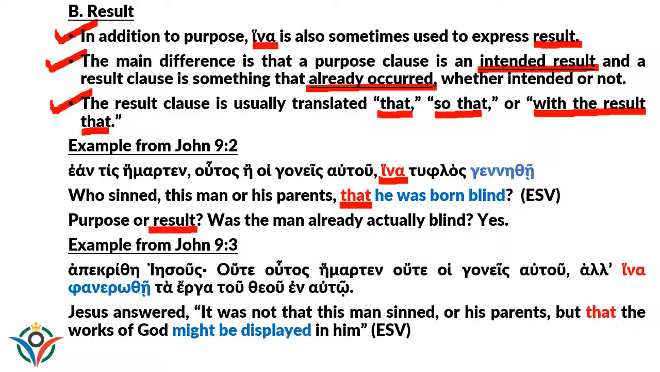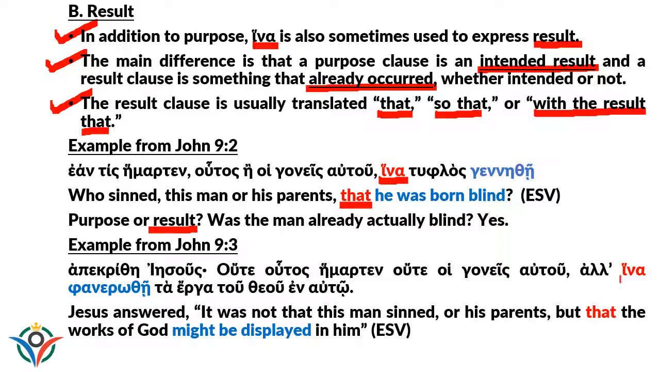But let's now take a look at the next verse, John 9 verse 3. I'm not going to read the Greek here. Let's just have a look at what the ESV has rendered the Greek text as. It says, Jesus answered, it was not that this man sinned or his parents, but that the works of God might be displayed in him.